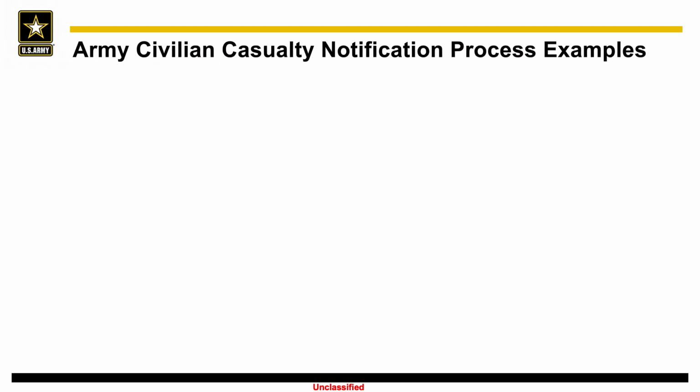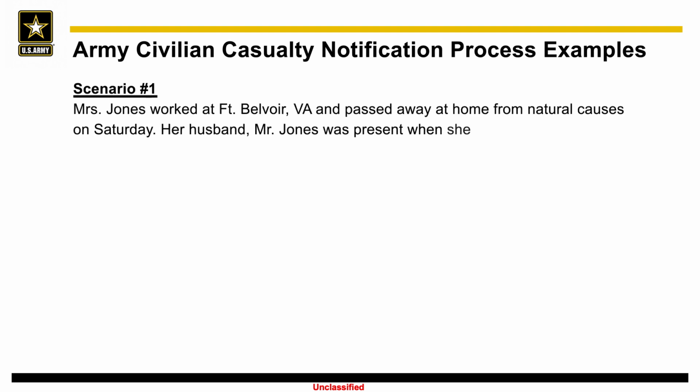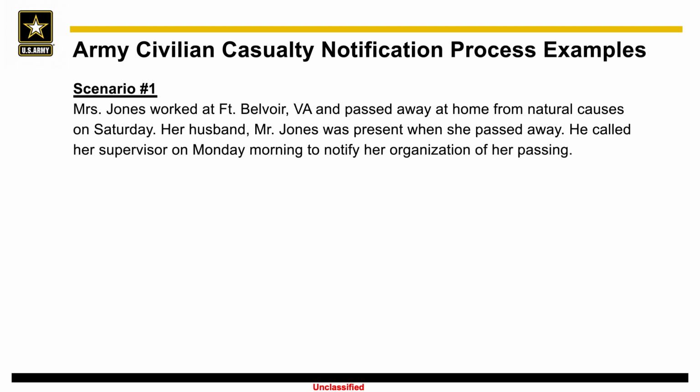Here are some scenario-based examples of the Army casualty notification process. Scenario number 1. Mrs. Jones worked at Fort Belvoir, Virginia, and passed away at home from natural causes on Saturday. Her husband, Mr. Jones, was present when she passed away. He called her supervisor on Monday morning to notify her organization of her passing.